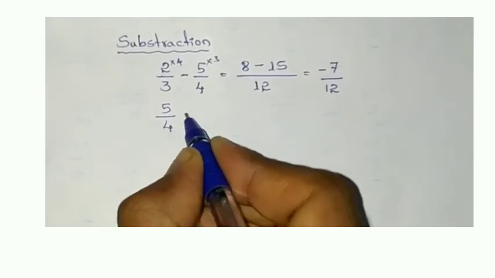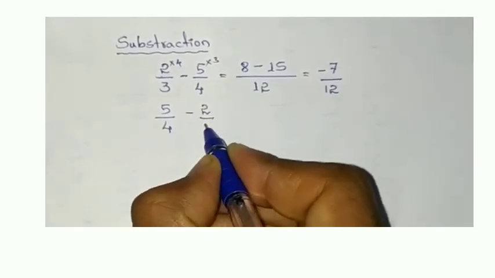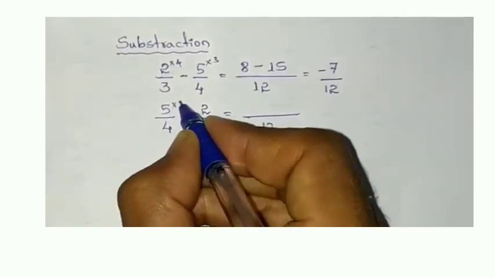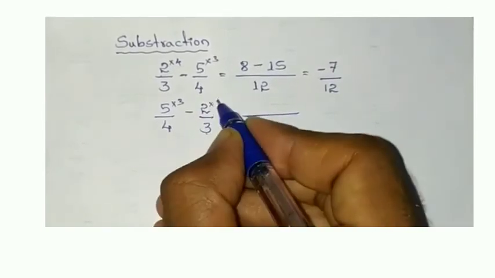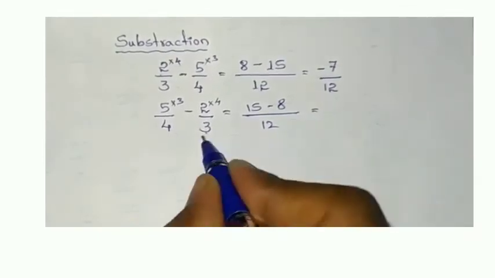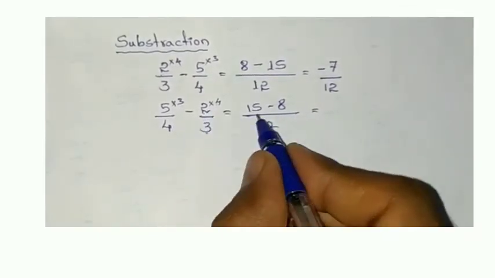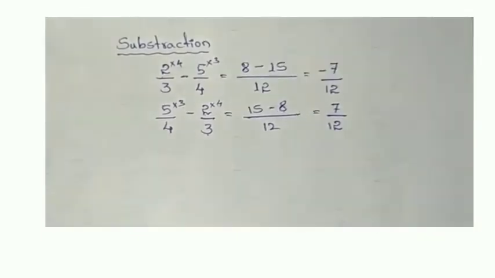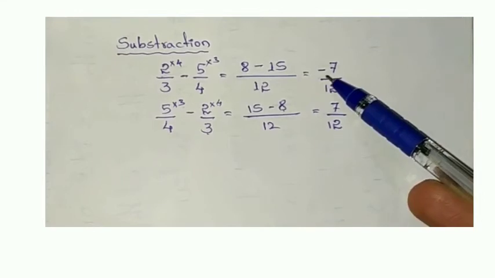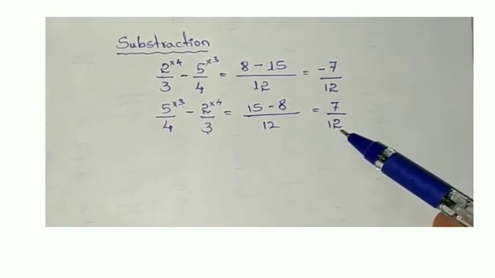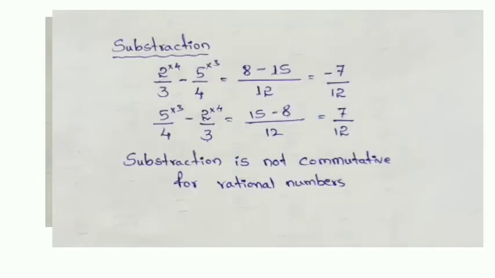Now interchanging the terms: 5 by 4 minus 2 by 3. Again the LCM is 12. 5 3s are 15 minus 2 4s are 8. 15 minus 8, here we are getting 7 by 12. See, earlier we got minus 7 by 12, and here I am getting 7 by 12. That's why subtraction is not commutative for rational numbers.